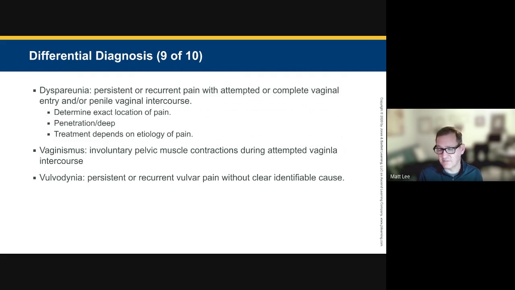That may be a laparoscopy. That may be a cystoscopy. That may be a colonoscopy, especially with the deep pain and not just on entry. Maybe I didn't use the best words, but entry and deep penetration is what I'm really trying to say. Initial penetration or deep.